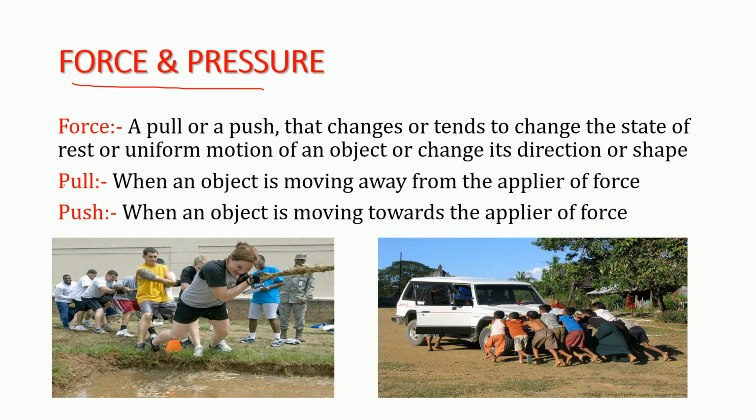We have two types of forces, that is pulling force and pushing force. In pulling force, the object is moving away from the applier of force. This one is the example for pulling force. And pushing force is nothing but when an object is moving towards the applier of force. This one is the example for pushing force.